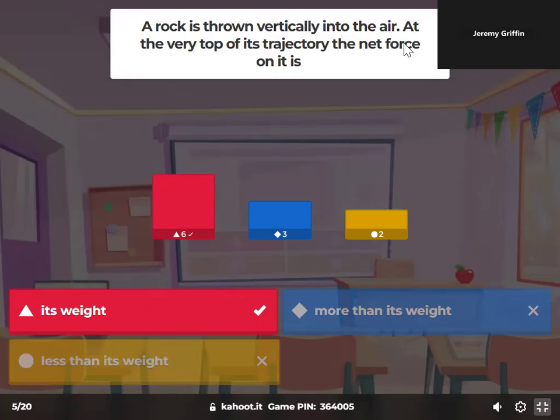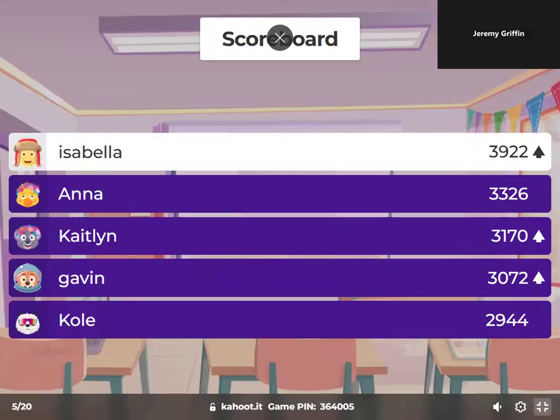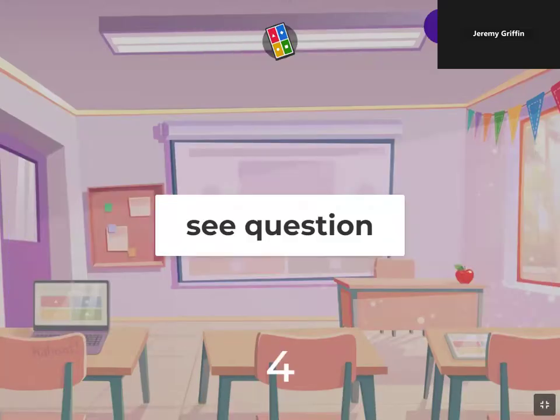All right, boom. I got Cole, Gavin, Caitlin, Anna, Isabella. Spot.